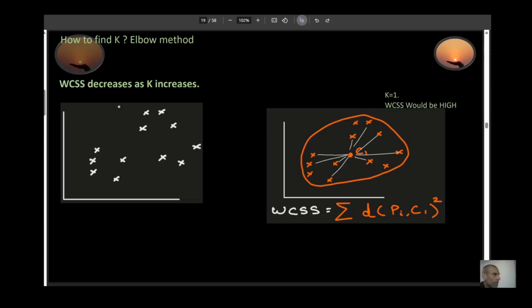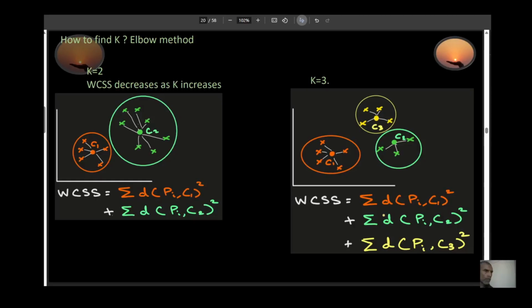So the observation is this: your WCSS decreases as your K increases. Let's say this is my data, and I draw one cluster for this. In this case, my K is equal to 1. My WCSS is going to be the maximum in this case. So this is the formula for WCSS for this particular instance. Now, when your K equals 2, your WCSS would be equal to the WCSS for this plus the WCSS for this, which will be this right here. And this WCSS would be a little bit smaller over here.